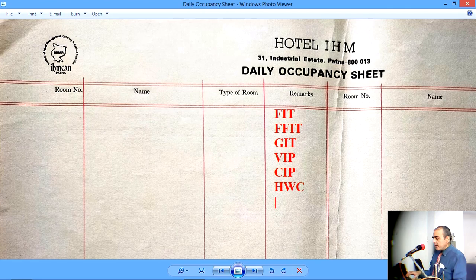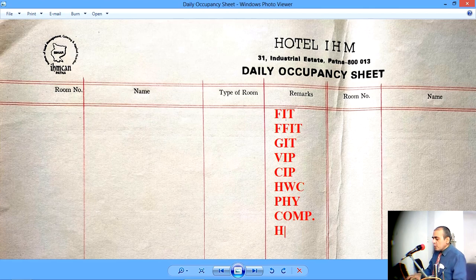Then we could also have something like a physically challenged guest, could be written something like physically. I'm sure there's a term for it. I'll just think of it. Apart from this, we could also have this comp. Comp is something like complimentary. Complimentary guests are not supposed to pay the room tariff and even other charges if the hotel so wishes.